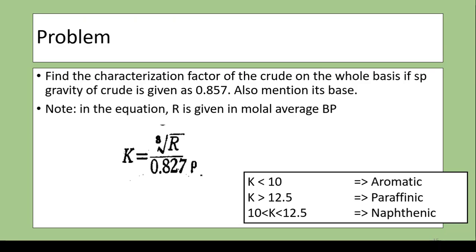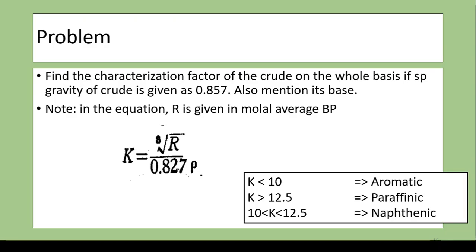for the specific gravity that is given, 0.852. And the second part of the question is to mention its base, whether it is aromatic, paraffinic or naphthenic. So for that we have to find out the characterization factor and then the base.